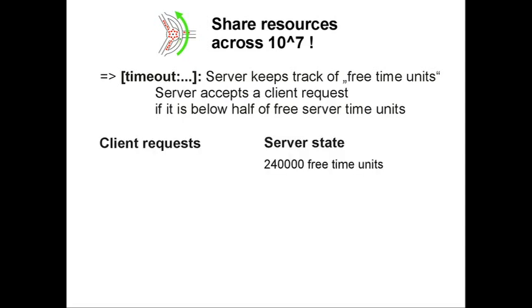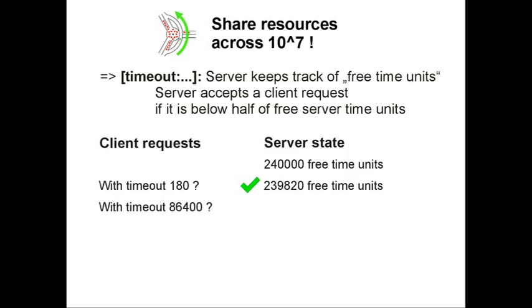In idle state, the server has 240,000 free time units. Now a client asks for a request with a timeout of 180 seconds. The server accepts this request and reduces its free time units by 180 units. Now another client asks for a request with a timeout of 86,400 seconds, and the server accepts that request and reduces its time units accordingly further.